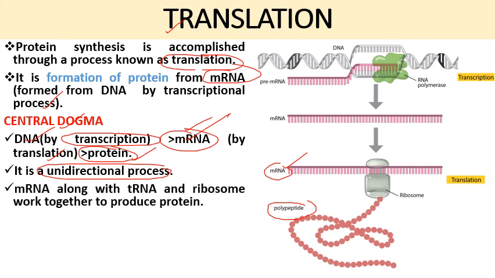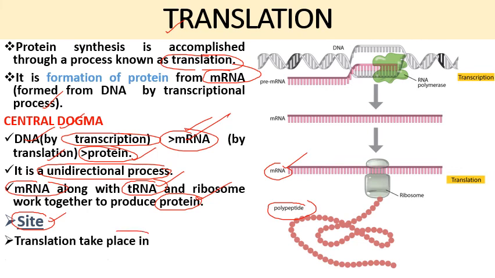mRNA along with tRNA and ribosomes work together to produce protein. So there are three basic requirements: one is mRNA, then tRNA, which acts as the adapter molecule, and the ribosomes, which are basically the protein factories of the cell. These three together will produce proteins. Then, the site of protein synthesis: translation takes place in the cytoplasm, and the machinery used for protein synthesis is the ribosomes.